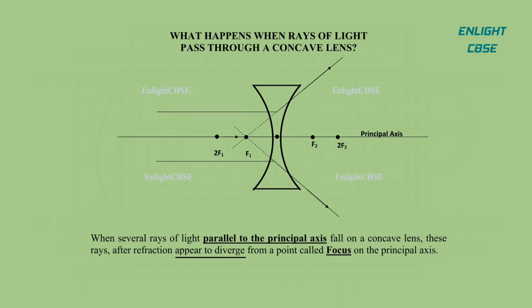What happens when rays of light pass through a concave lens? When several rays of light parallel to the principal axis fall on a concave lens, these rays, after refraction, appear to diverge from a point called focus on the principal axis. Image formation of convex lenses.